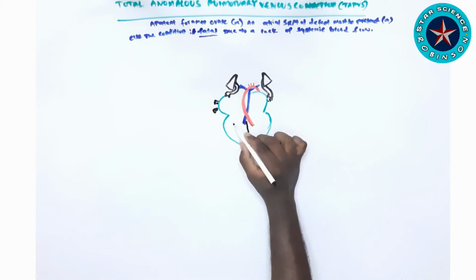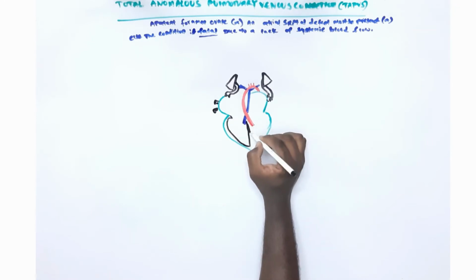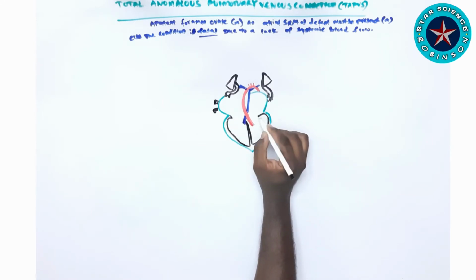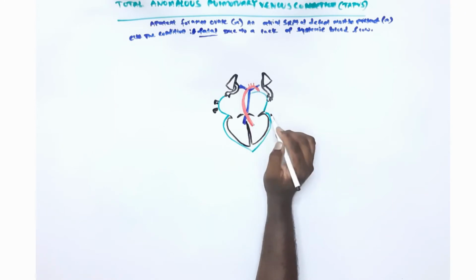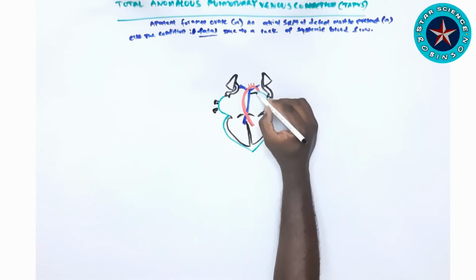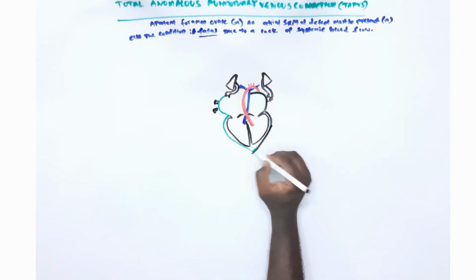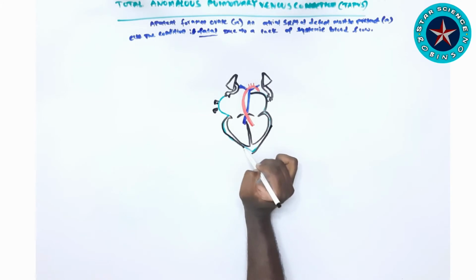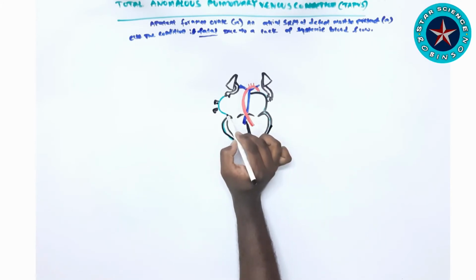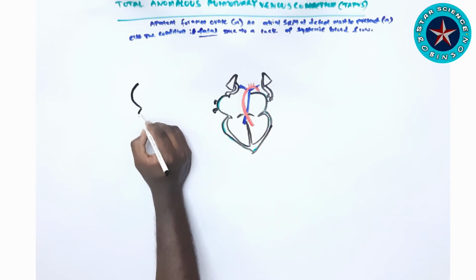But here I am showing you in a diagram about total anomalous pulmonary venous connection. The pulmonary vein will not connect to the left atrium, but here the problem is it will connect to the right atrium, or to parts of the right atrium, or it will also protrude through the diaphragm and enter the portal vein. I will show in a diagram in 4 steps how the total anomalous pulmonary venous return or connection occurs.